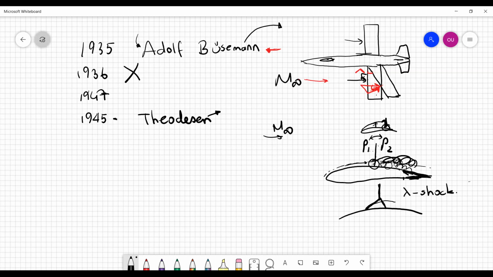But after they captured German studies in 1947, they realized that Robert Jones was also working on the same thing. And then, of course, everybody started to apply it also in the United States.